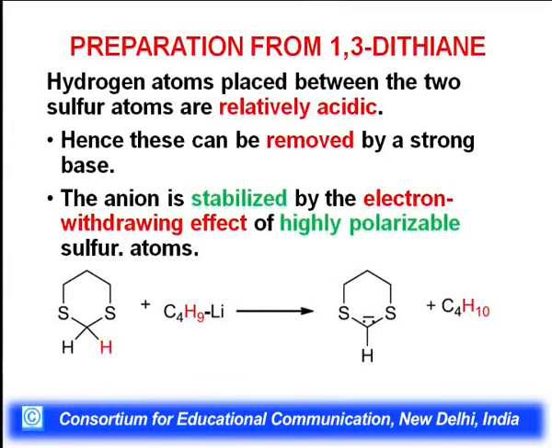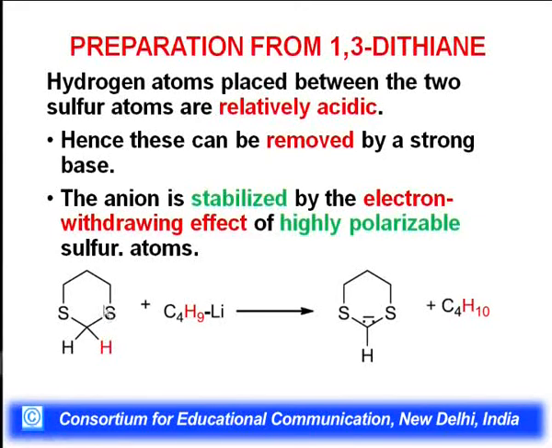Now the next method of preparation is that we can prepare aldehydes and ketones from 1,3-dithiane. If you look at the structure of this dithiane, what we find is that these two hydrogens here are acidic in nature. Why are they acidic? That is because they are attached to two electron withdrawing sulfur groups.